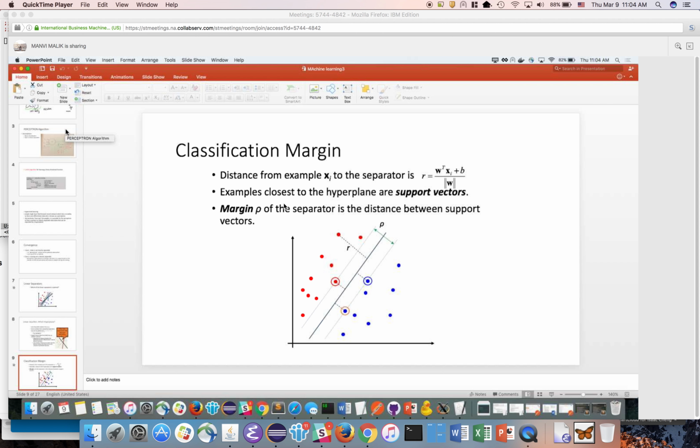So this is the mathematical formula for how we calculate the distance. Let's say this is your hyperplane value and these are your support vectors. This R is basically the value of the distance between any point and the hyperplane. And if this is my hyperplane, this rho is basically my maximum margin. Understood? Does anyone have any question?